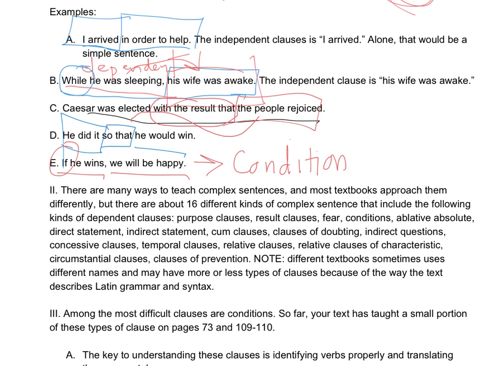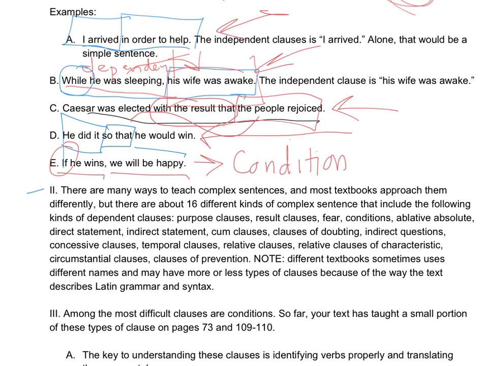The "if" makes it a condition. Upon the condition that he wins, we will be happy. And what we have to learn is the formulas for those various complex sentences that are called conditions. "He did it so that he would win" is an example of a result clause. This is another example of a result clause. This would be a cum clause in Latin. They're all different varieties. This is more like a purpose clause, the first one.